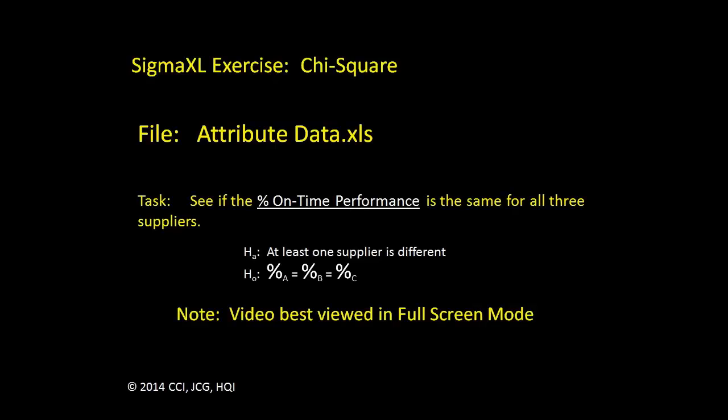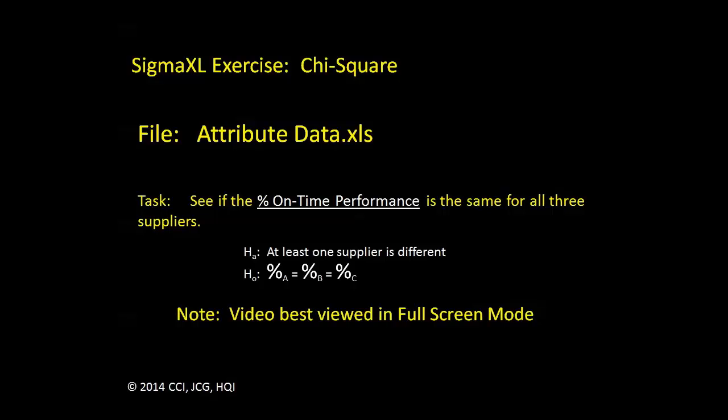In this green belt challenge, we are comparing the percentage of on-time performance across 3 different suppliers. You've rated this as pass, fail, or marginal. The file we'll use is called attribute data, and because this is a multiple structure and we are comparing proportions, we'll use the tool called chi-square.